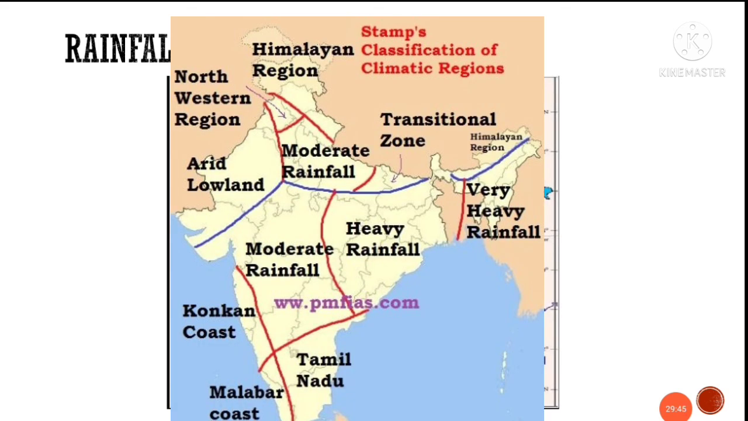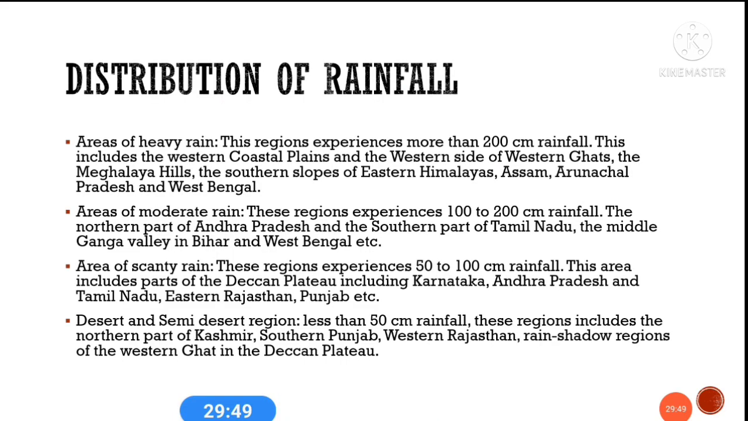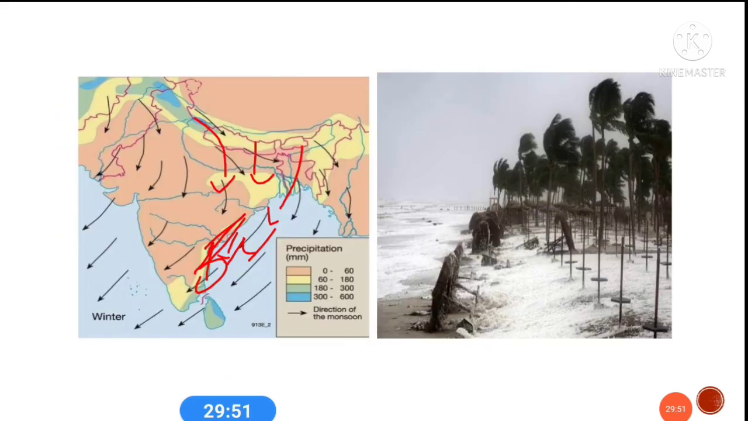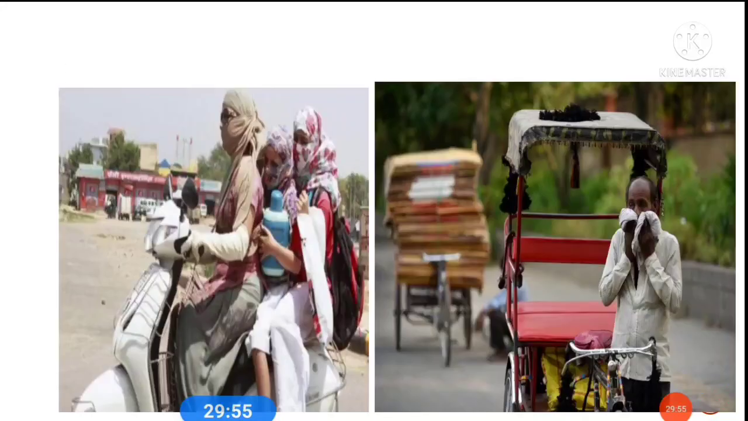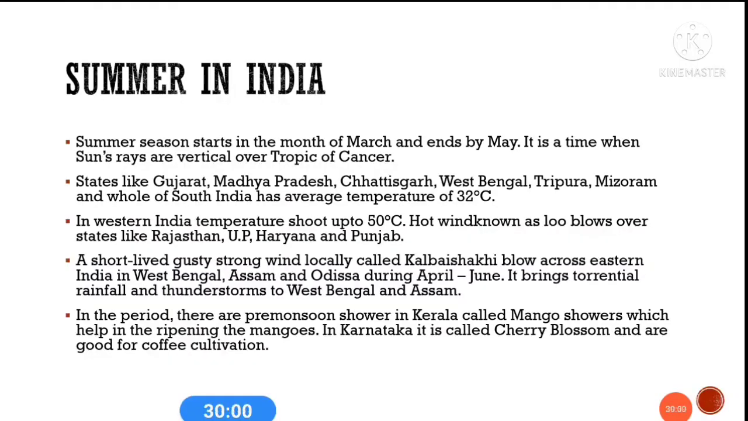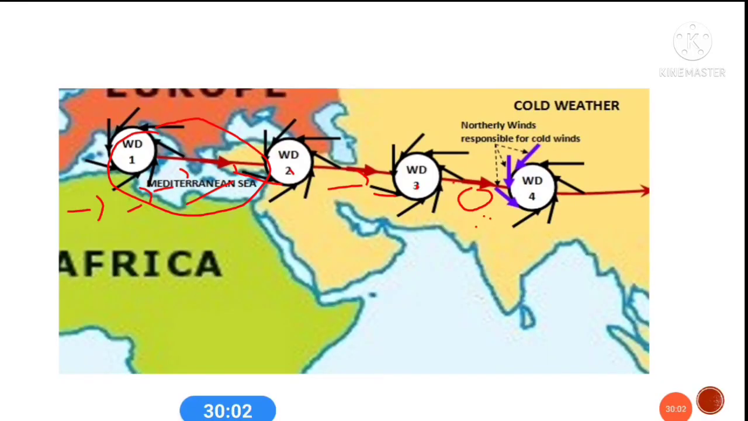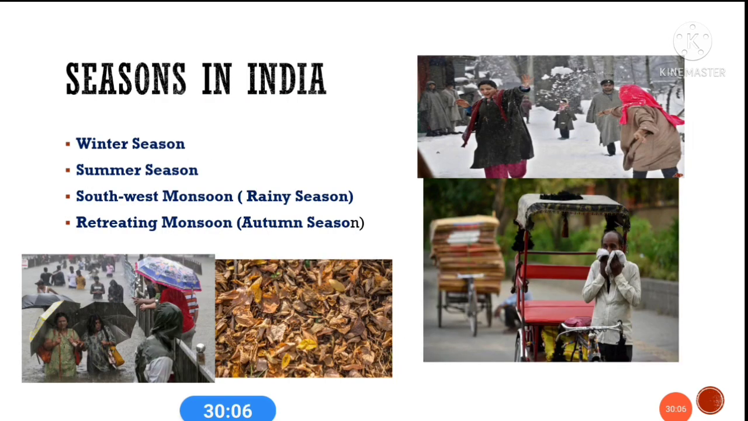As you can see in this map also, this is the rainfall distribution map of India. So I hope you have understood the climatic division of India, the seasons and the distribution of rainfall. The rest of the topic, that is natural vegetation and wildlife, we will be discussing in the next video.